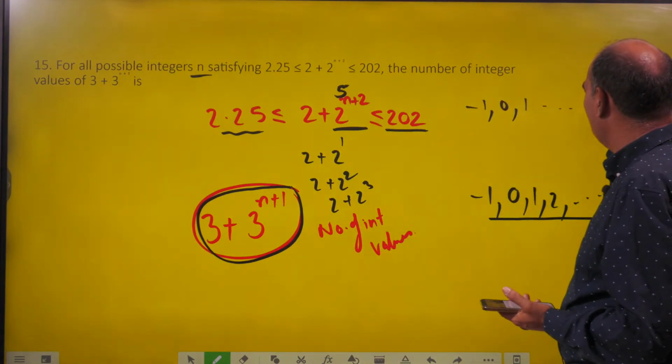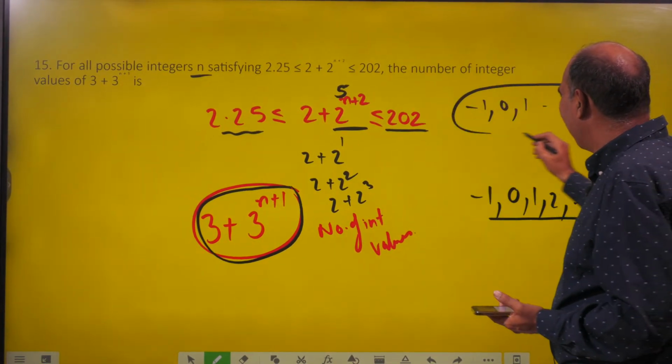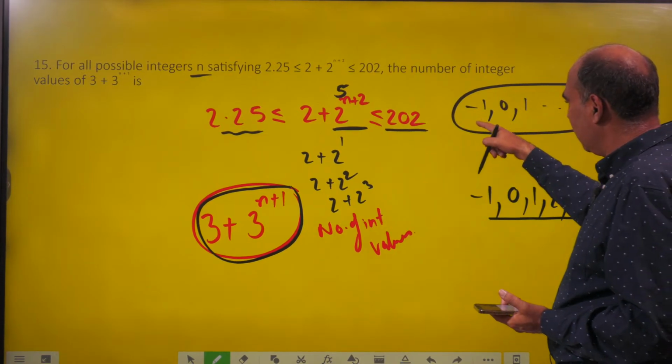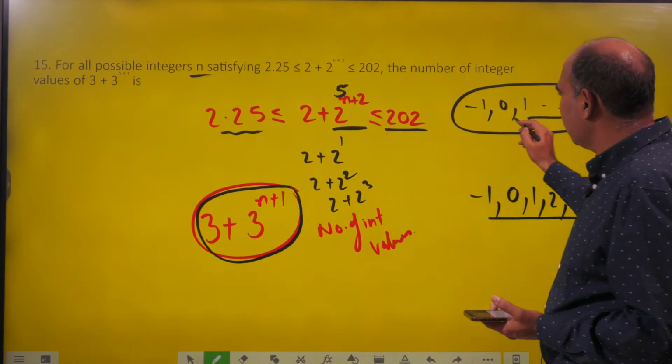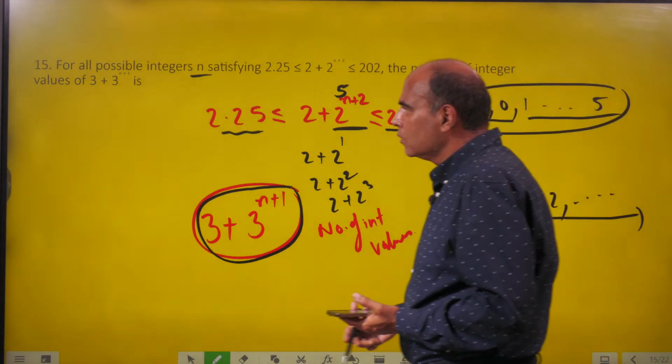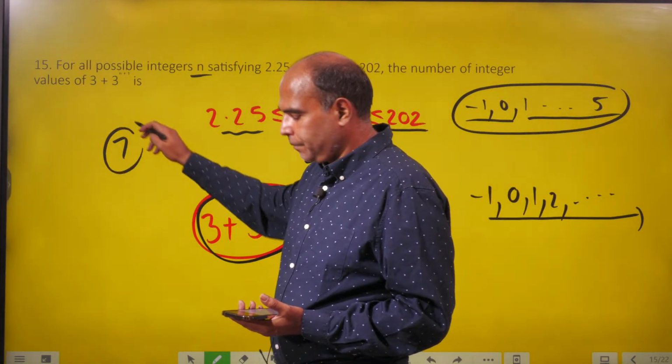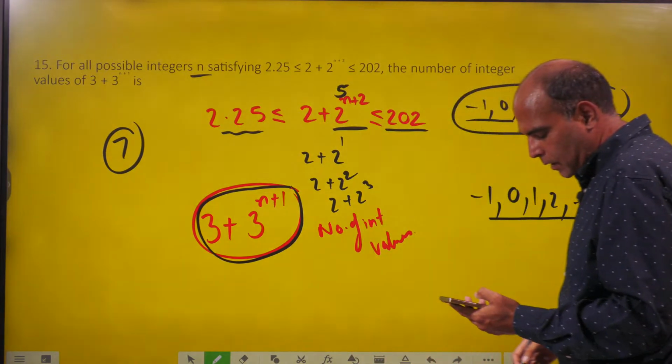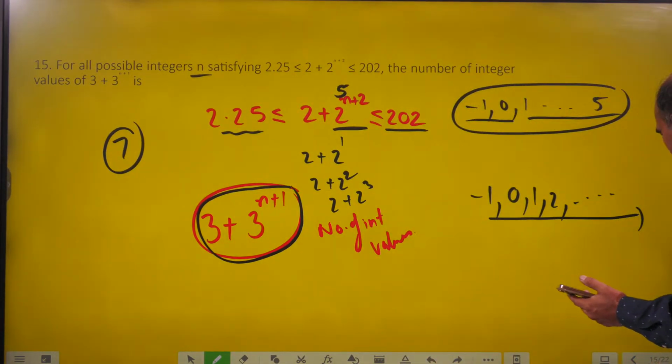So we are going to go all the way to 5 from -1 and all the integers in between. So there are 5 integers on the positive side and 0 and -1. So the correct answer to this question is 7. Right? So that's the correct answer.